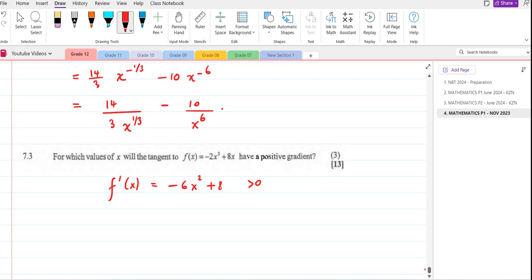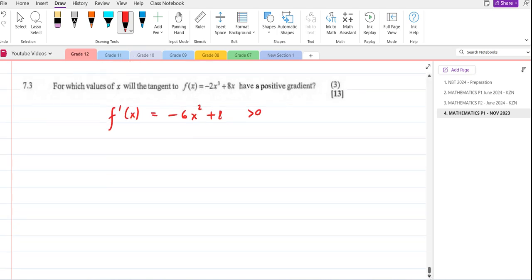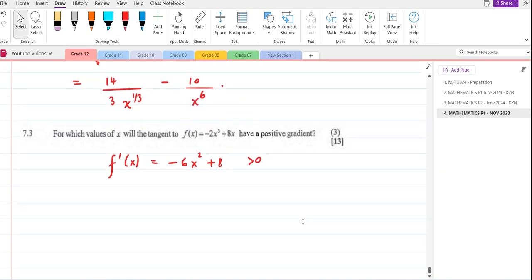How are we going to solve this? This will give us a quadratic inequality. For which value or values of x will the tangent have a positive gradient? So we got minus 6x squared plus 8. We're going to write this as 3x squared minus 4, dividing everything by negative 2, change the sign.